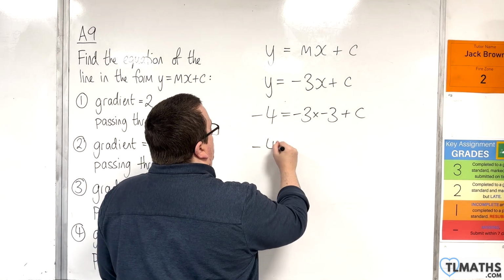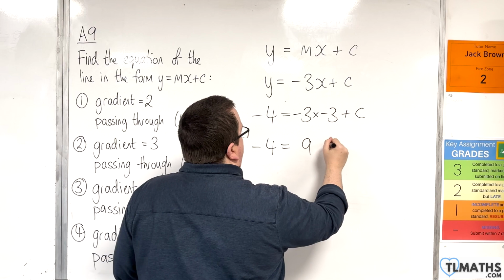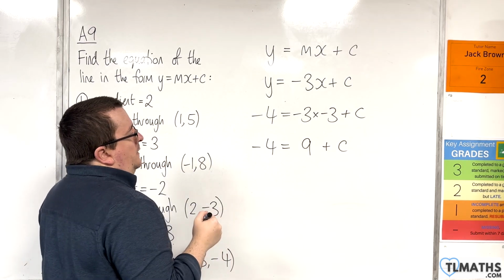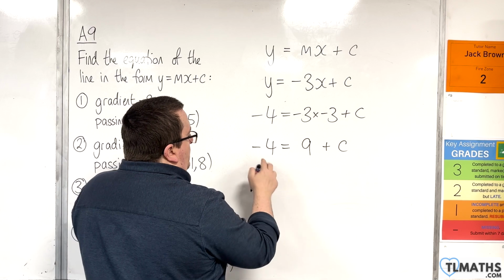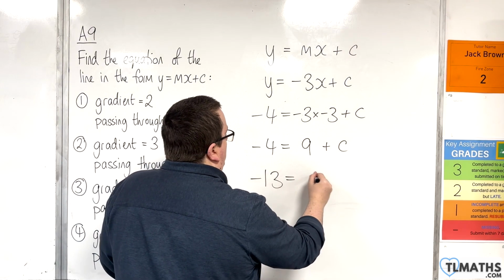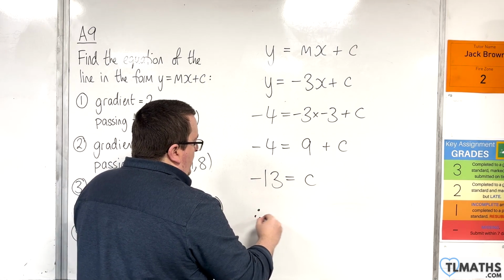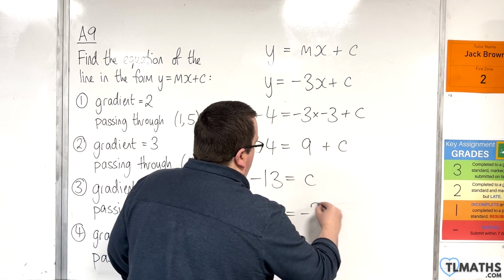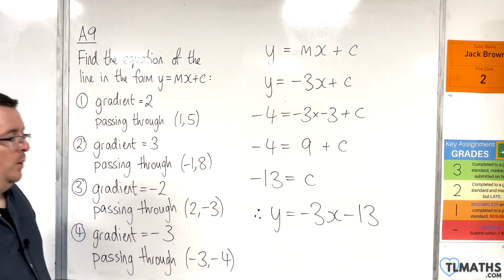So we have the minus 4, then minus 3 times minus 3 is 9. And then we can subtract the 9 from both sides. So minus 4 take away 9 is minus 13. And so that's my value for c. Therefore, y equals minus 3x take away 13. And that's the equation of my line.